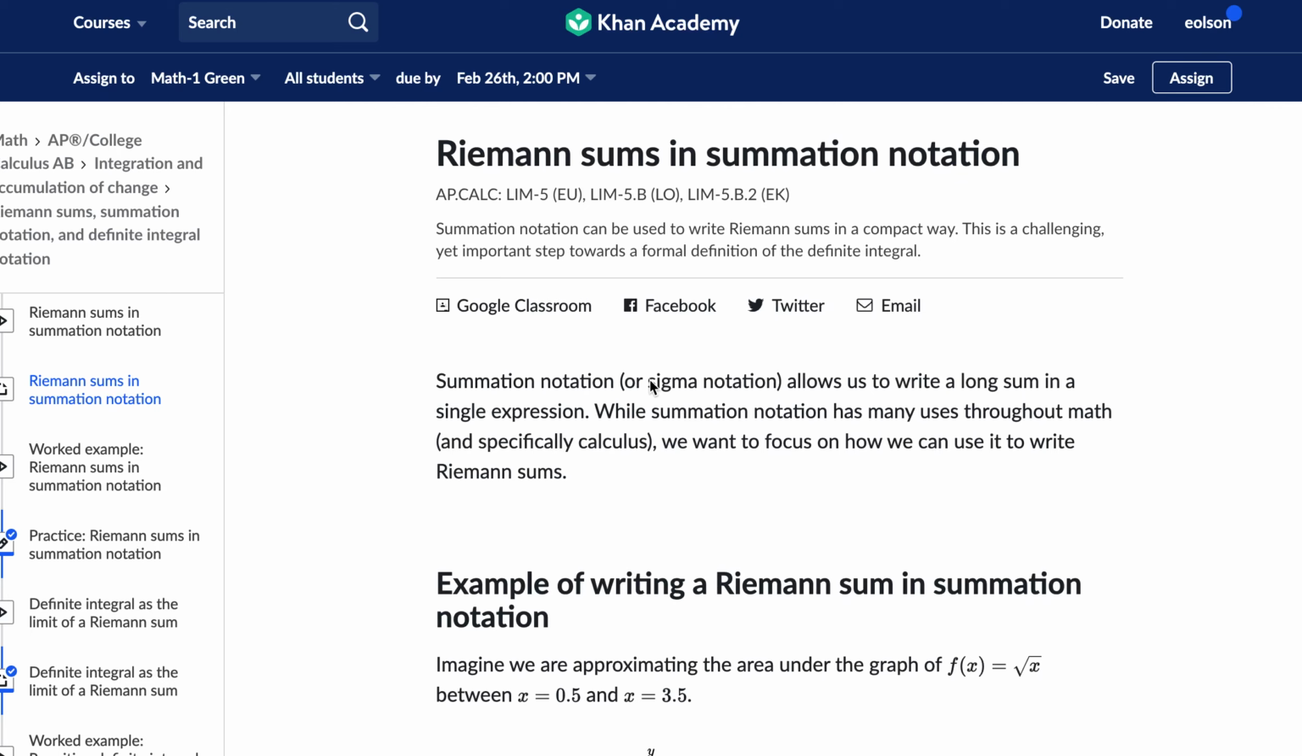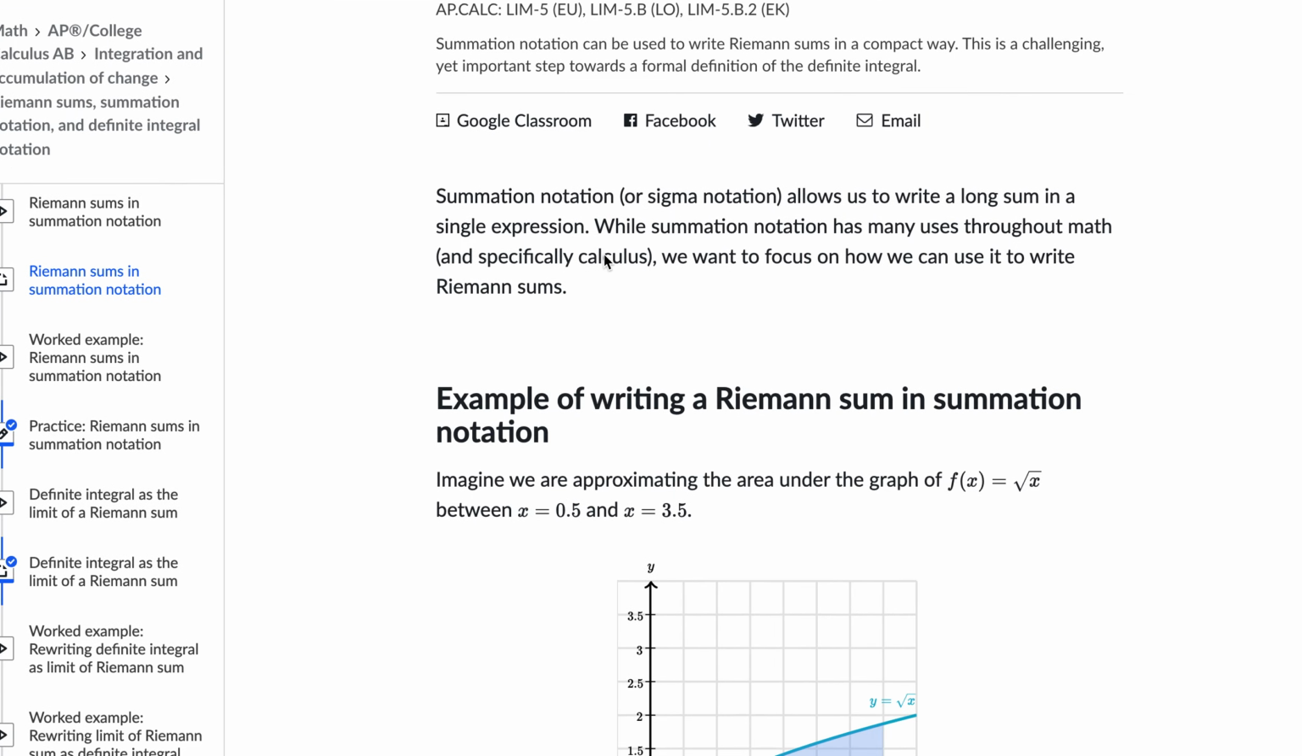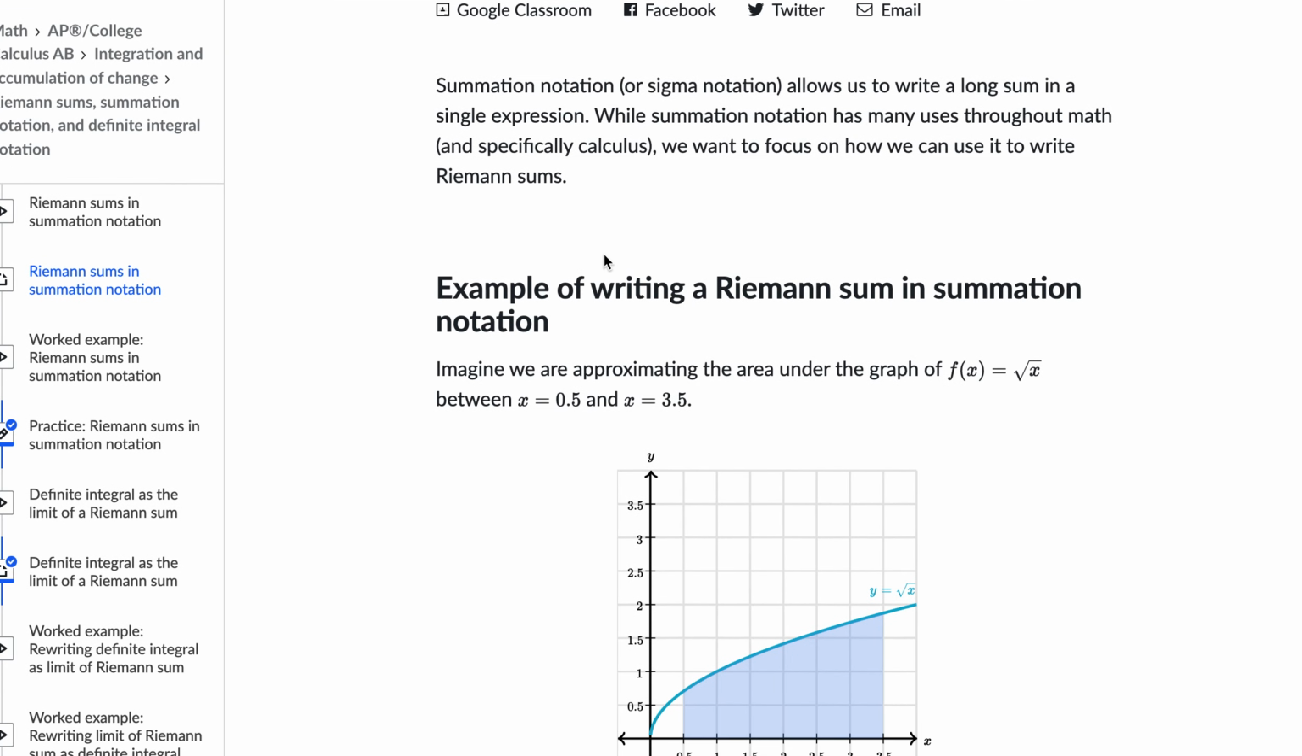Hey everyone, this is a quick video to help you with some of this homework about Riemann sums, summation notation, and the limits that lead us into integration. So here's Khan notes. I think it's pretty excellent and I would highly recommend reading through it. I'm just going to point out some highlights here before going on to some questions.